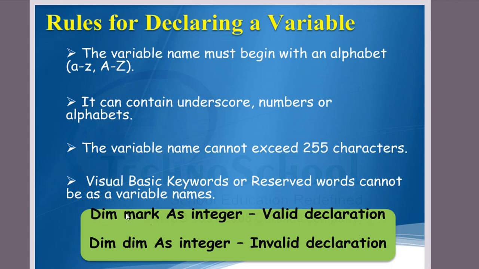Dim is a reserved word in Visual Basic. So here, Dim mark As Integer is a valid declaration. If we use Dim, which is the reserved word, as a variable, we should not do that. If we write it like this, it is an invalid declaration. Yes. Next.